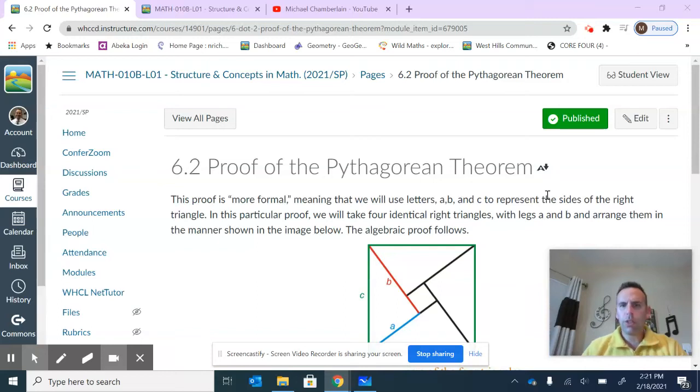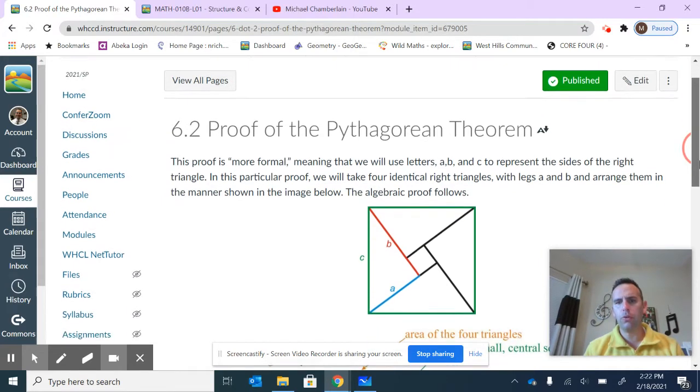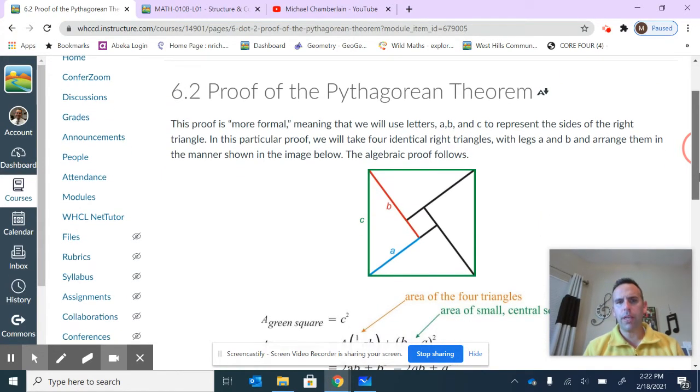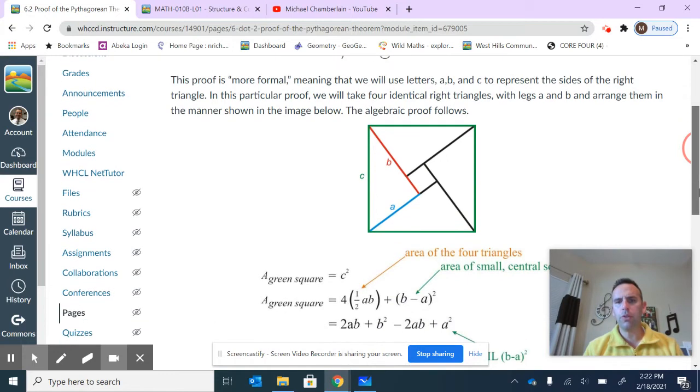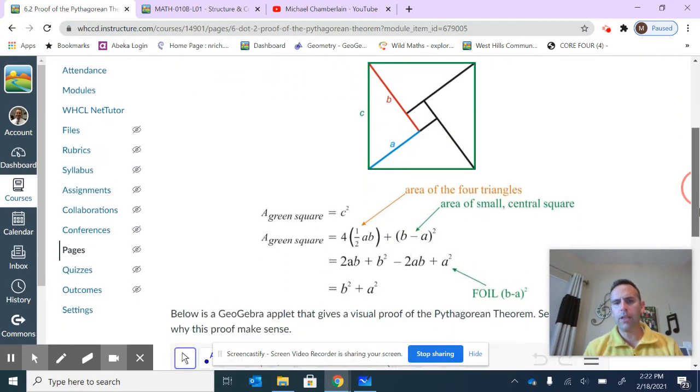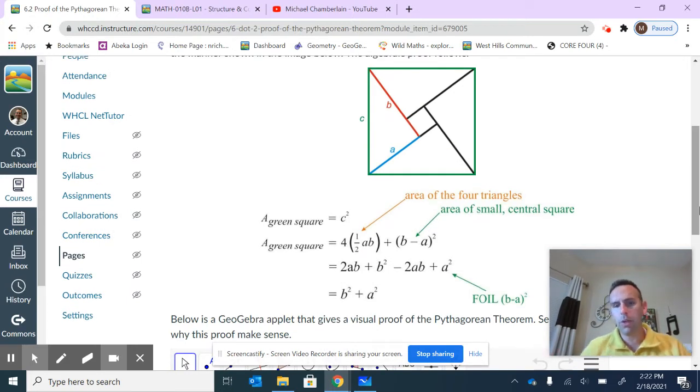In this lesson, we will look at the proof of the Pythagorean theorem. You're looking at a visual of the page that I've developed for you from the text. There is a more formal proof here using the diagram to prove the Pythagorean theorem, and that is what we call a squared plus b squared equals c squared.